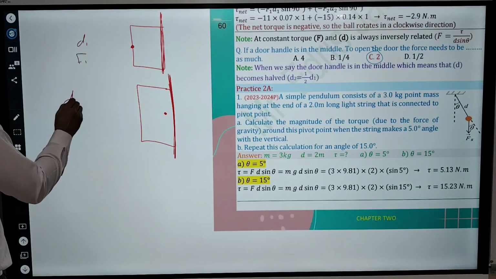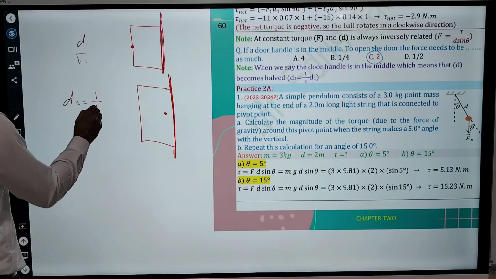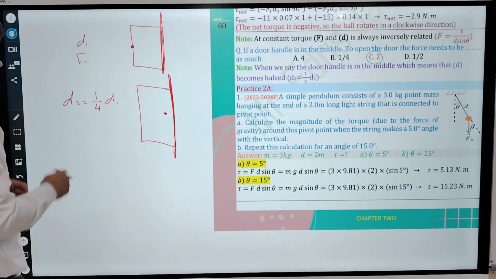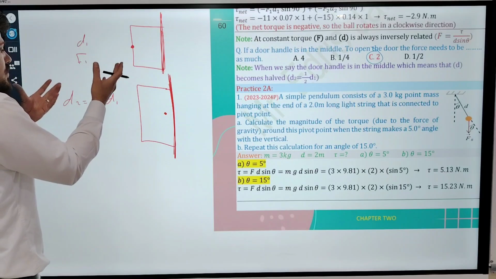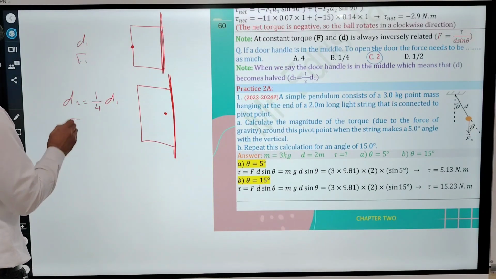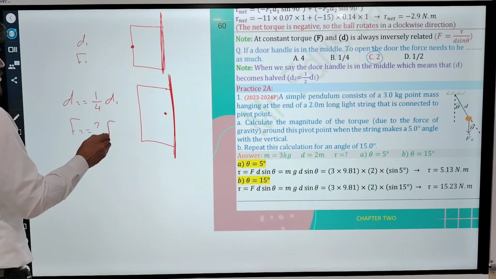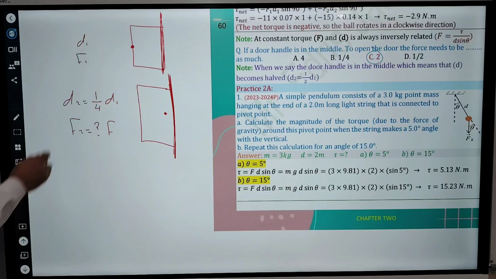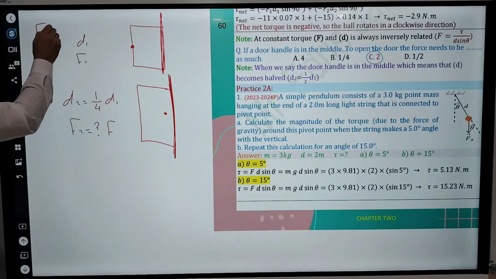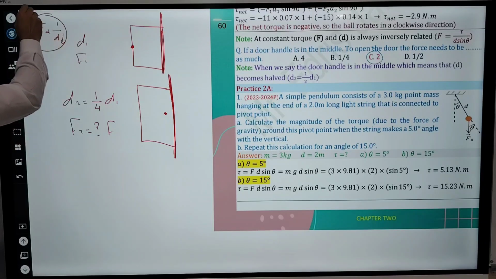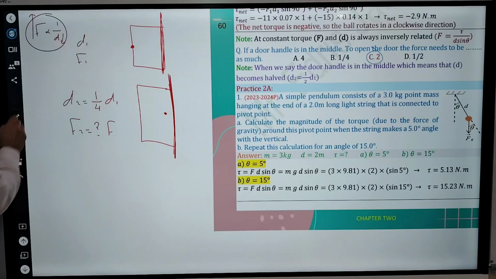In that case, what happens to D2? It decreases by a factor of 4, or changes by a factor of 1 over 4. Okay, we decrease the distance of the handle of the door by a factor of what? 4. Okay, F2 is equal to how many times bigger or less than F1? Because the distance decreases, the force must be increased. Why? Because F and D are inversely proportional. Less distance requires what? More force.